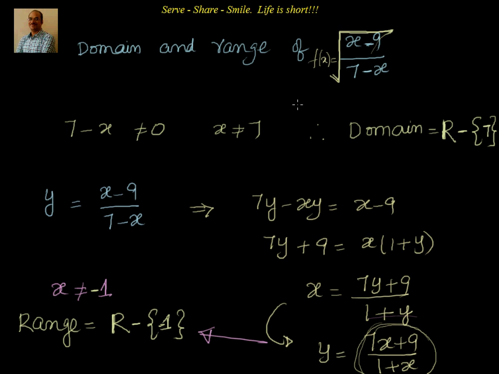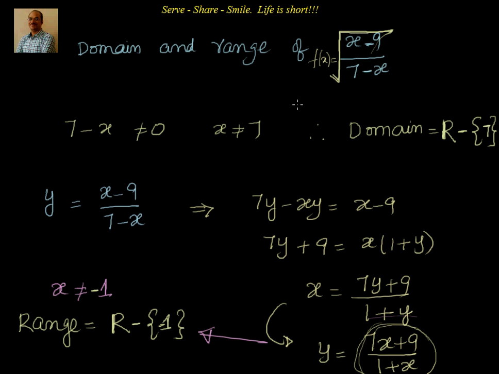How did we find it? We took y equal to (x minus 9) by (7 minus x). We found the x value. Then we found the inverse function of the given function by switching x and y. We got y equal to (7x plus 9) by (1 plus x). In that we see that the denominator cannot be equal to 0. That means x is not equal to minus 1. So the range of the original function is all values other than minus 1.